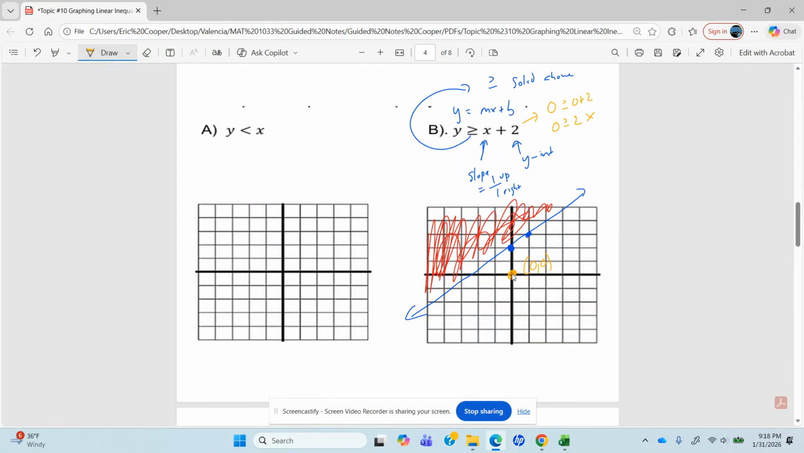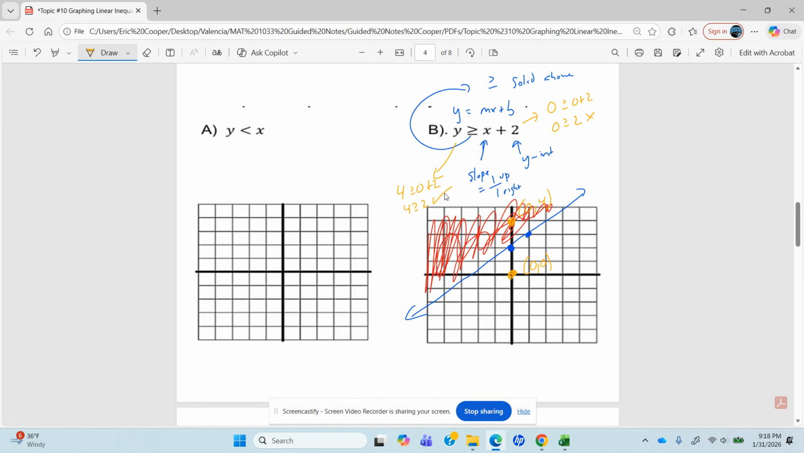But let's say I picked 0 and 4. So this coordinate right here is 0, 4. Let's try it with 0, 4. 4 is greater than or equal to 0 plus 2. 4 is greater than or equal to 2, which is true.